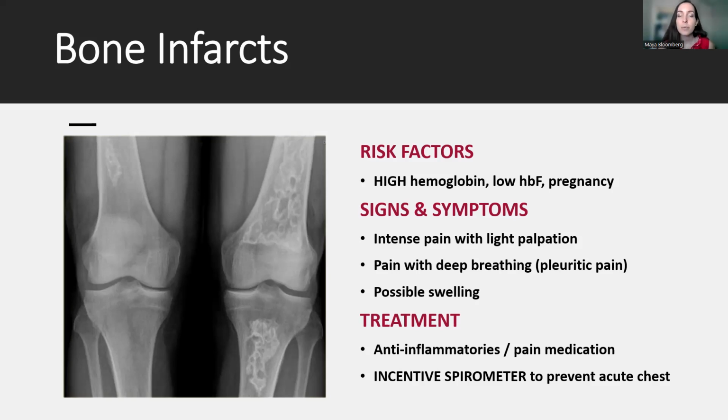And then lastly, when you have repeated bone infarcts over time, it can cause avascular necrosis, which we'll be covering in the chronic complication section.